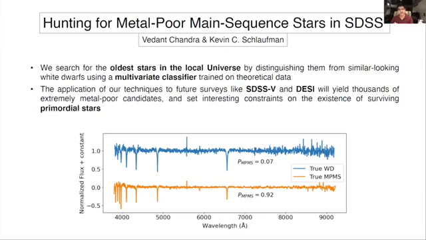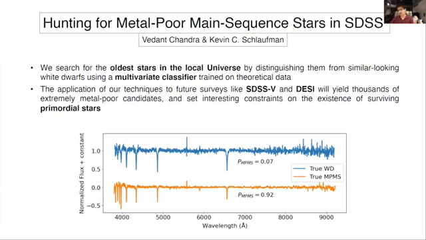As you can see in this figure, the spectra of metal-poor main sequence stars look almost exactly like the spectra of a far more common type of star, white dwarfs. Previously, people have tried to visually distinguish them, but that's prone to human error and completely infeasible for larger surveys. So this summer, we developed an automated algorithm that takes in spectroscopic observations like the ones you see here and classifies them as belonging to a white dwarf star or a metal-poor main sequence star.